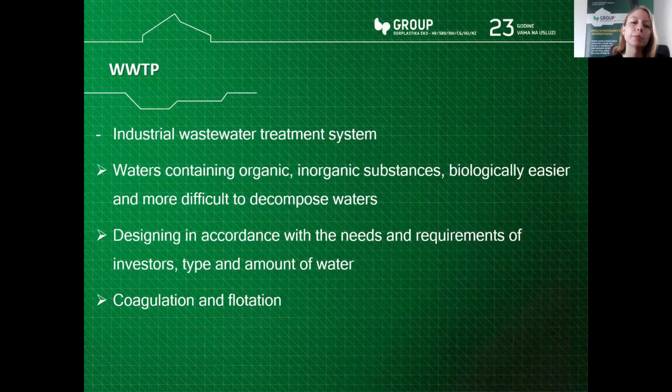Industrial wastewater system is made for purifying wastewater from industry plants. We can classify water from industrial industries as water containing organic, inorganic substances, biological, easier and more difficult to decompose waters. Every wastewater treatment plant is designed in accordance with the needs and requirements of the investor, type, and amount of water. Wastewater treatment plants are based on coagulation and flotation, depending on the water.